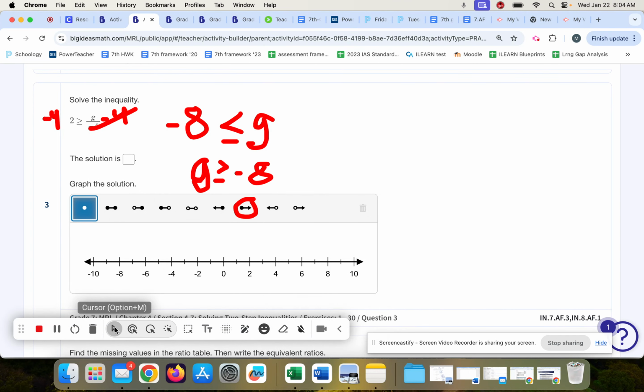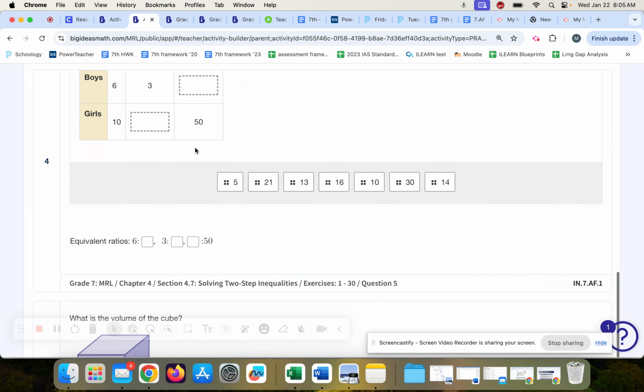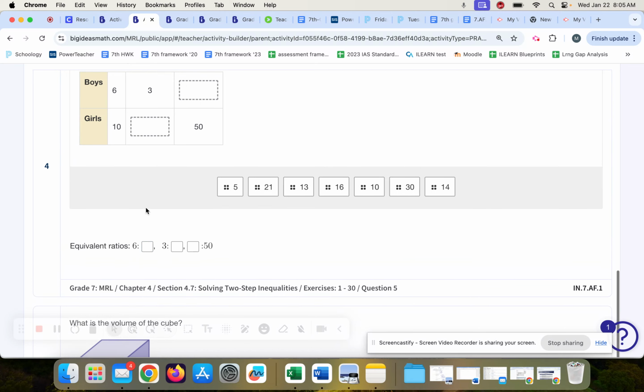Moving to the next one. Number 4. We haven't done these for a little while. Okay? Just find the missing value to keep them equivalent ratios or to keep them proportional. So if the number of boys gets cut in half, the number of girls gets cut in half. If we need 5 times the number of girls, you're going to need 5 times the number of boys. And then you just write it down here.